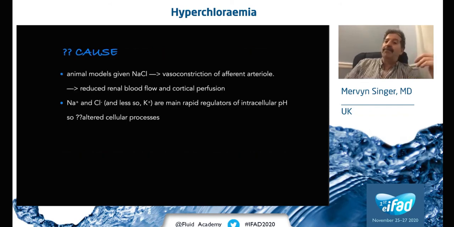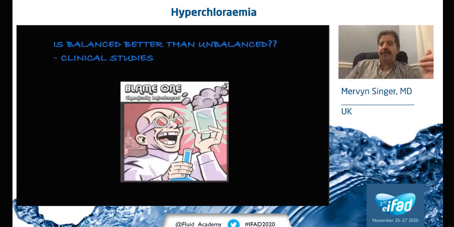When you look at animal models given lots of chloride, it's been described that you get vasoconstriction of the afferent arteriole, which can lead to a reduction in renal blood flow and cortical perfusion. Sodium, chloride, and to a lesser extent potassium are the main rapid regulators of intracellular pH. And clearly, if this changes rapidly, potentially there's an alteration in intracellular metabolic processes. But is balanced better or not than unbalanced?